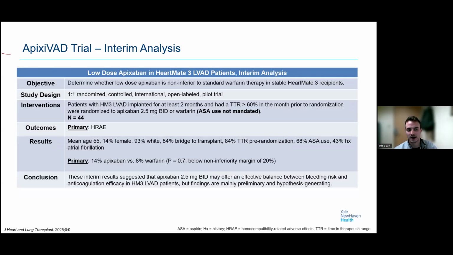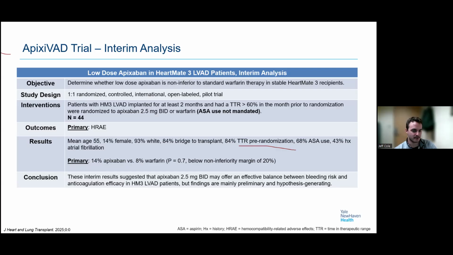This was a randomized controlled open-label pilot trial. Patients who were at least 2 months post-op from a HeartMate 3 and had a TTR greater than 60% in the month prior to randomization were randomized to either apixaban 2.5 twice a day or warfarin therapy, but aspirin use was not mandated. The primary outcome was those HAREs.